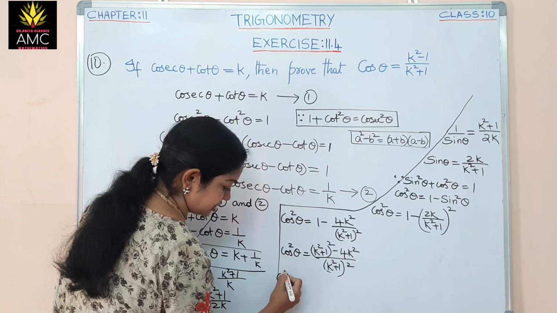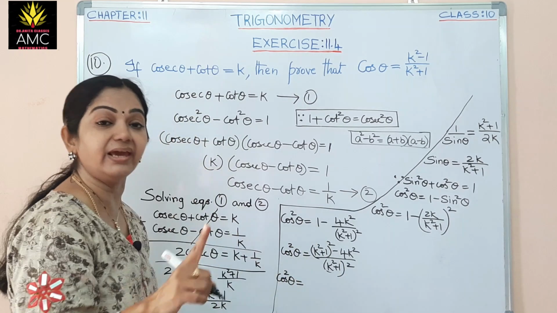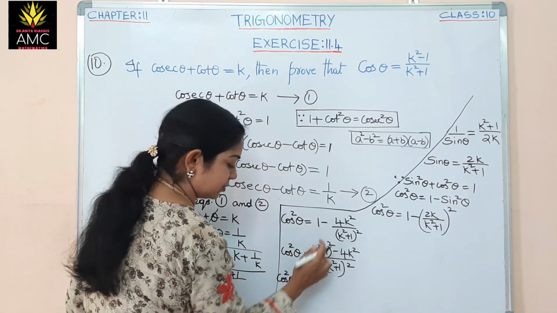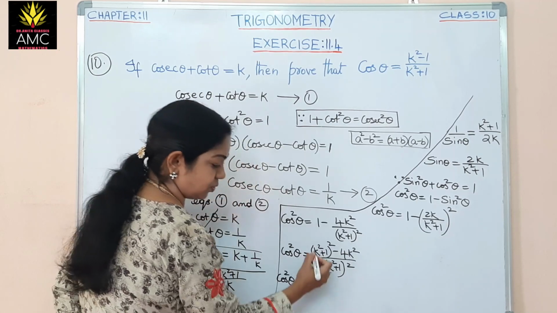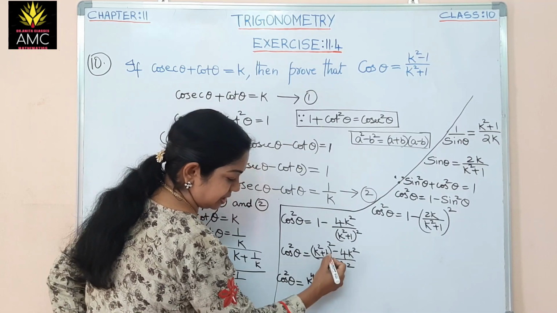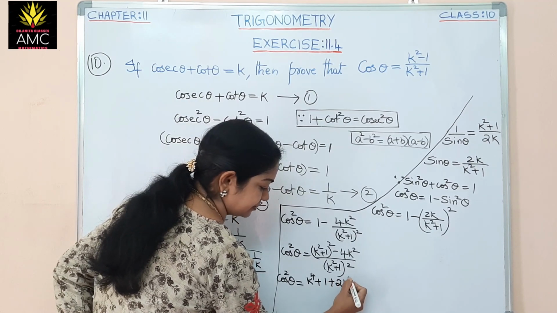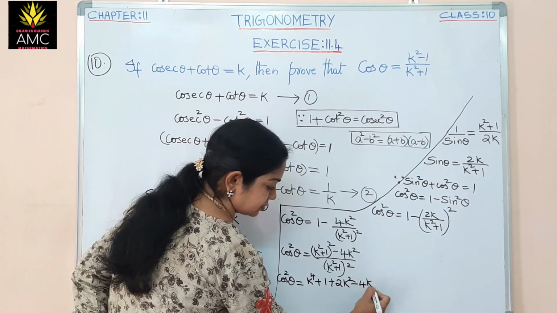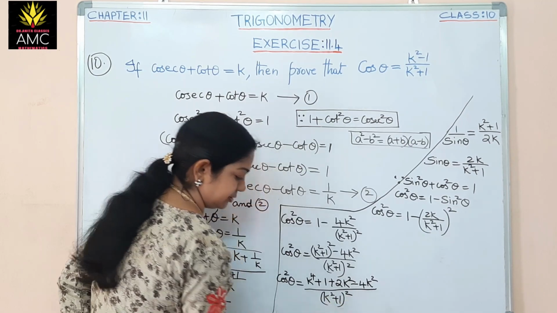Now cos square theta is equal to, this in the form of a plus b whole square, where I am taking a as k square and b as 1. So a plus b whole square, we will expand it, right? a square: a is k square, so k square whole square is k to the power of 4, plus b square, which is 1 square, so 1. Plus 2ab: 2 into 1 into k square, so that is minus 4k square. So this comes to k square plus 1 whole square. Right.